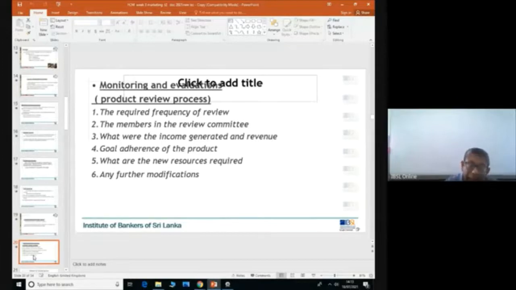by the marketer. Once you introduce the product to the market, you need to monitor and evaluate, or we call it the product review process. One time the examiner asks you why it is important, once you introduce a product, to review the process. So once you launch the product, don't wash your hands and finish. No.